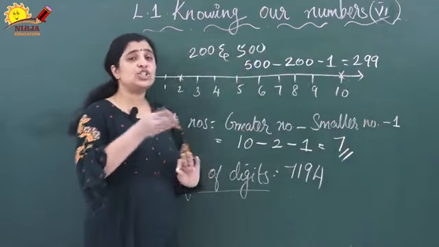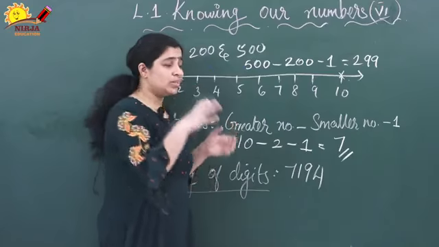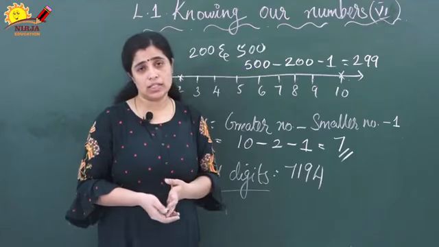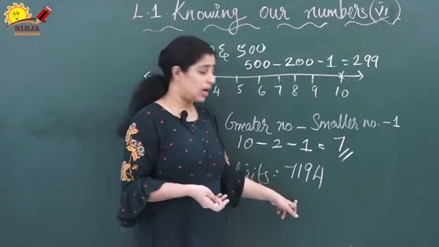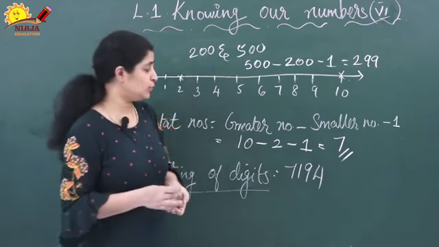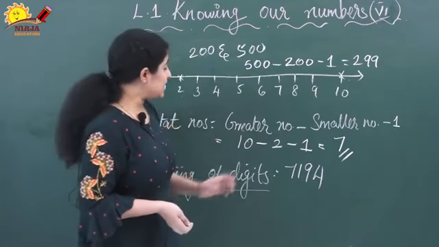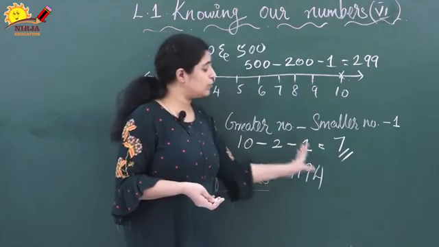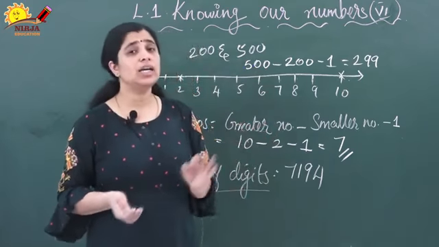Next, the topic is shifting of digits. Suppose you are given a number and you are asked to use the same digits to write a bigger number than this one or a smaller number than this one. How can you calculate this one? See this one, shifting of digits, 7194. They are asking you to write a number that is lesser than this number by shifting the digits. You have to write a 4-digit number by shifting the digits that is lesser than the given number.